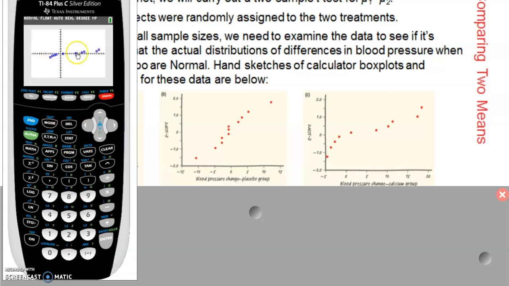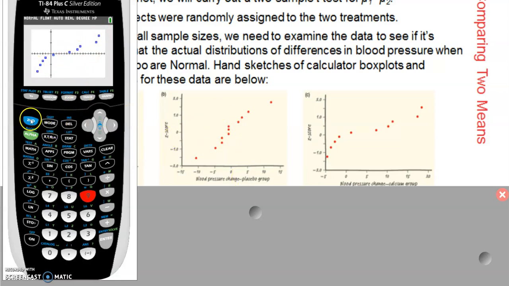And when I hit graph, I might not be able to see what I'm interested in unless I change my window. So zoom 9 again, and that's how your calculator can make this graph right here. You can see there's some curvature there. You might be a little concerned about this data. Can you imagine a straight line going through there and being pretty good? Maybe. Let's take a look at the other group.